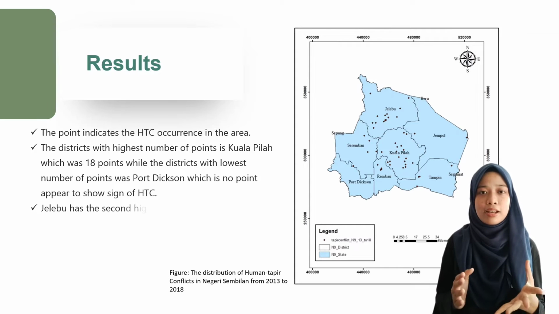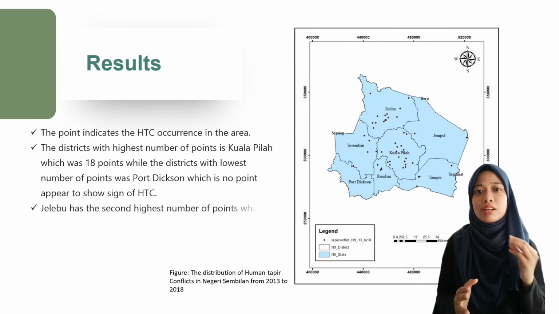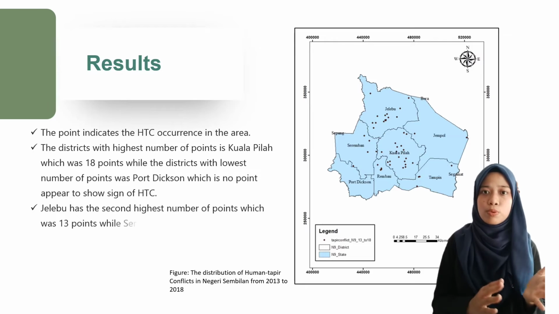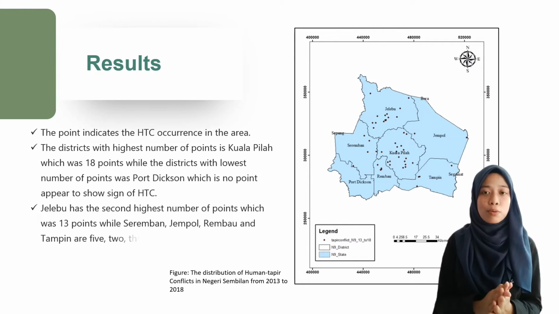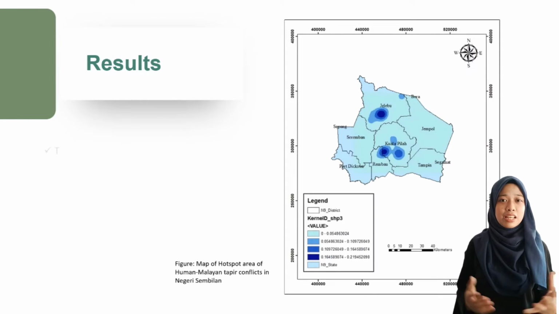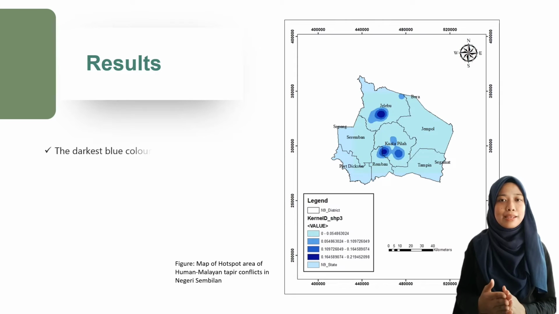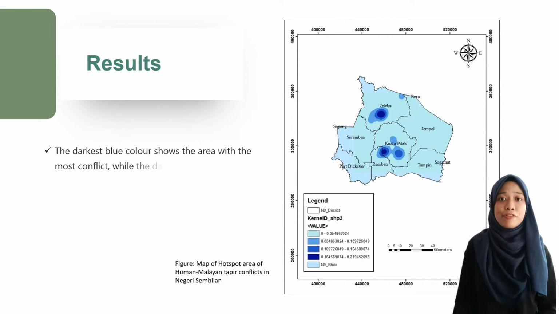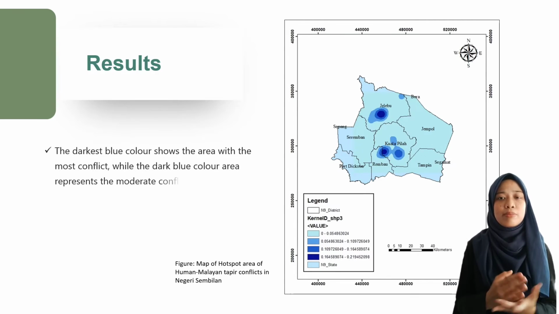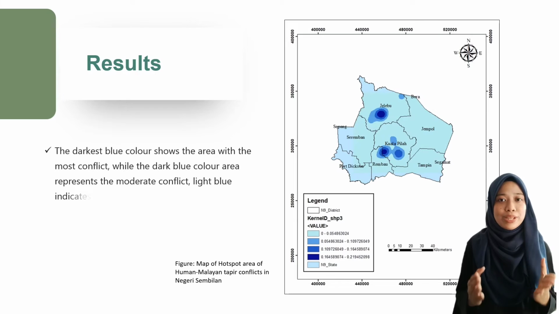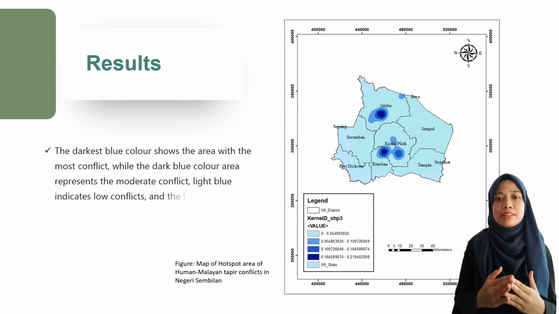Jelebu has the second highest number of points, which was 13 points, while Seremban, Jempol, Rembau and Tampin have 5, 2, 3 and 4 points respectively. The figure shown is the map of the hotspot area of human Malayan tapir conflicts in Negeri Sembilan. The darkest blue shows the area with the most conflict, while the dark blue area represents moderate conflict. Light blue indicates low conflict and the lightest blue shows the lowest conflict area.